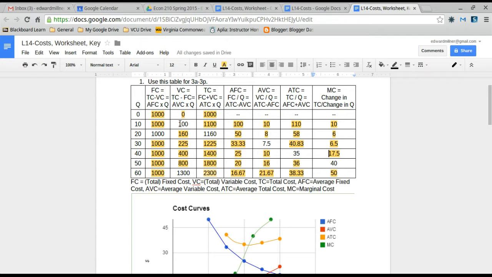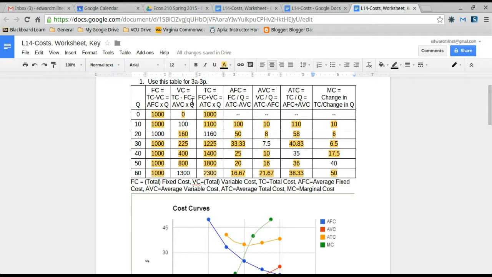We're told that variable cost was 100 when quantity was 10. Total cost is again the sum of fixed and variable cost, which gives us 1,100. The averages are simply the totals in the first three columns divided by the quantity. 1,000 divided by 10 is 100. 100 divided by 10 is 10. And 1,100 divided by 10 is 110. Notice the sum of the average fixed and average variable cost equals average total cost.